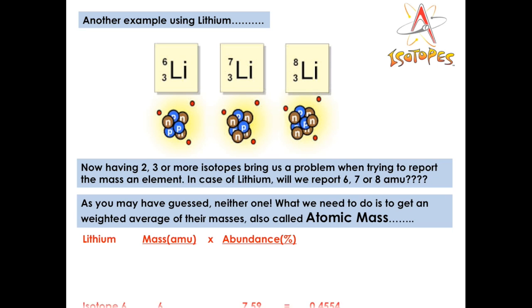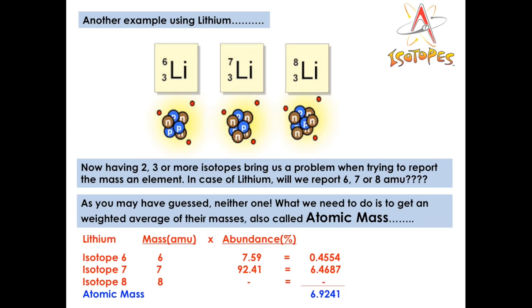In this case, for lithium, we have 3 isotopes that we are considering. That is 6, 7, and 8, so the mass is the same one. And we will need what is called abundance, that is the percentage of abundance of that isotope in nature. For isotope 6 it is 7.59, and for isotope 7 it is 92.41. For isotope 8 it is just traces.